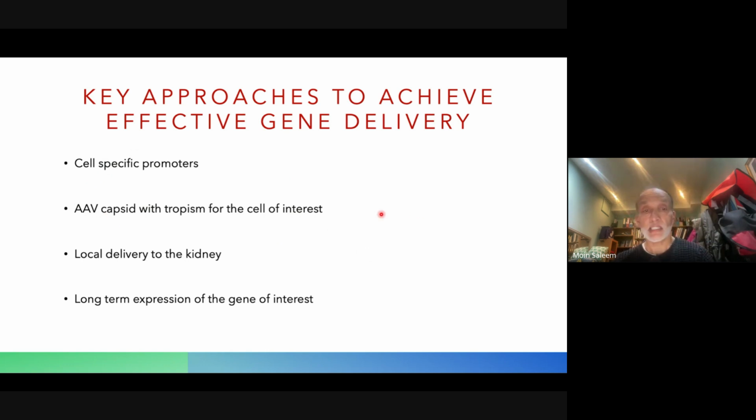AAVs have lots of different capsids, and the different AAVs have different tropism for different cells and also in different species. So that needs to be tested. You need to test one that will work for the cell type that you're interested in. Can we achieve local delivery to the kidney? And I'll give you some data on that. And will the gene of interest be expressed long term in the cell once you get it there? Because clearly you can't keep redosing the patient.